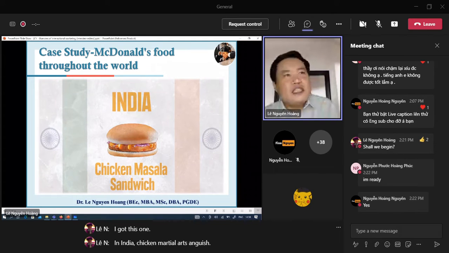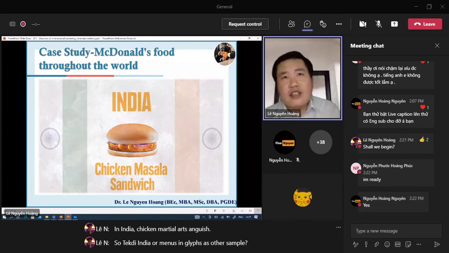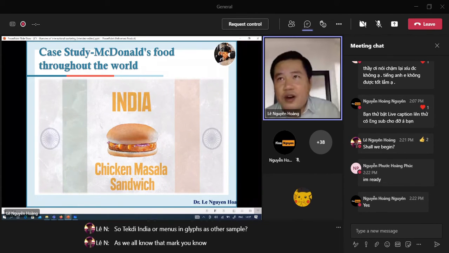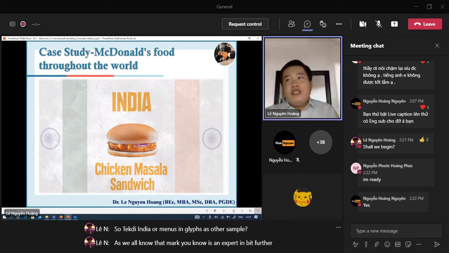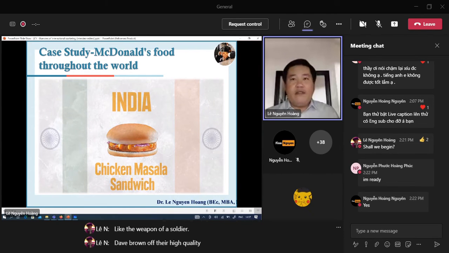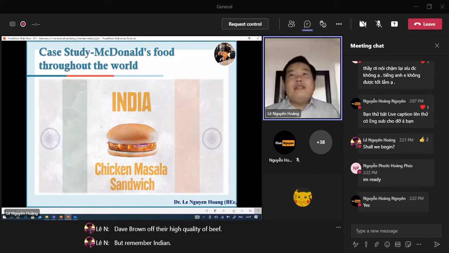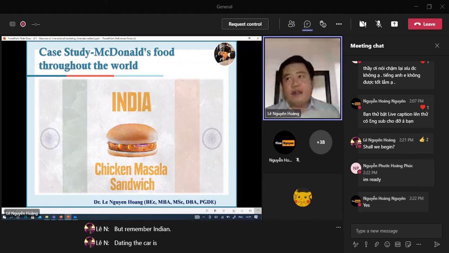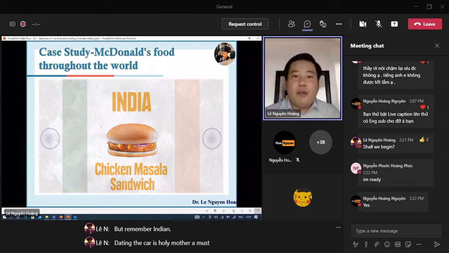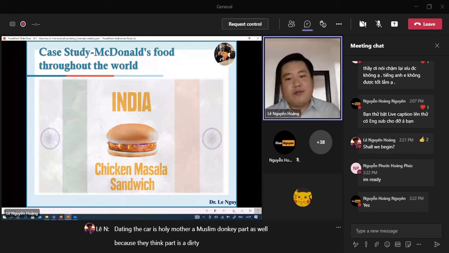So take the Indian menus in the clips as an example. As we all know, McDonald's is an expert in beef burger. The beef in McDonald's burger is like the weapon of a soldier. They are proud of their high quality of beef. But remember, Indians think the cow is holy. Moreover, Muslims don't eat pork as well because they think pork is a dirty animal.